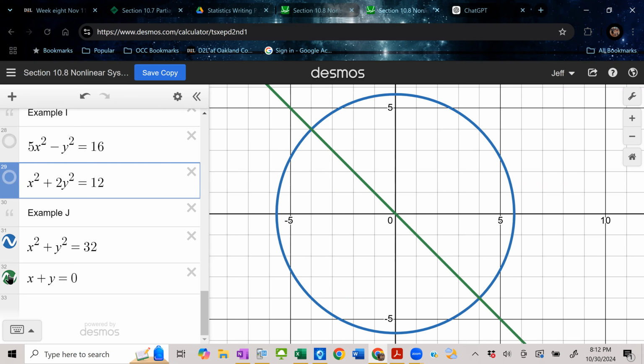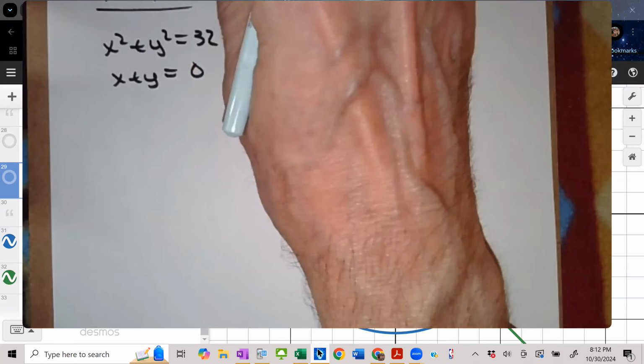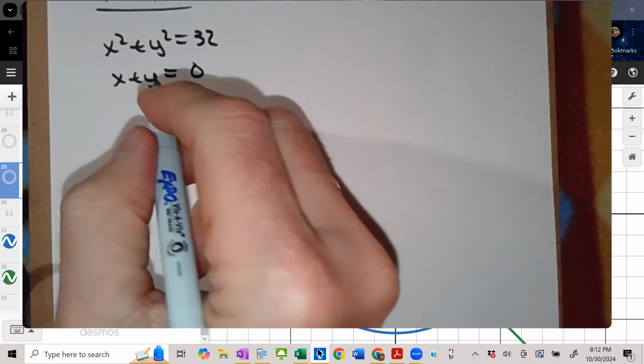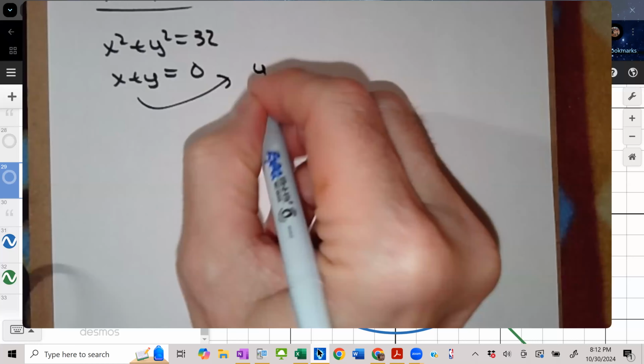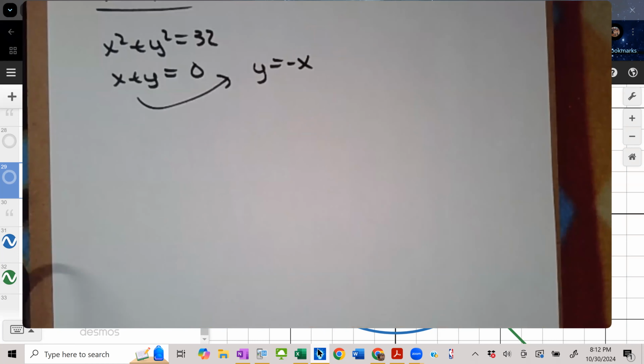Finally, a circle of radius square root of 32, and the line y equals negative x. So example J, x squared plus y squared equals 32, and x plus y equals 0. So we're going to go back to substitution on this one. I think it's easy enough just to solve for y equals negative x. And then I'll plug that in for y.